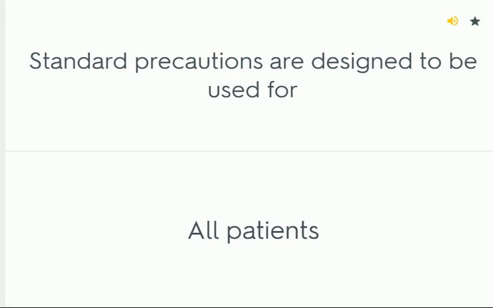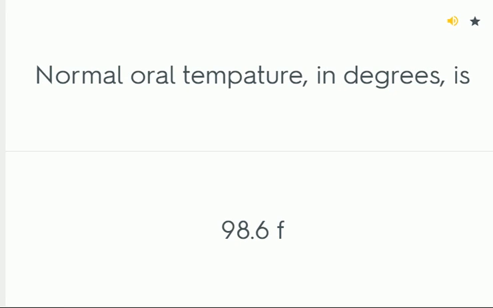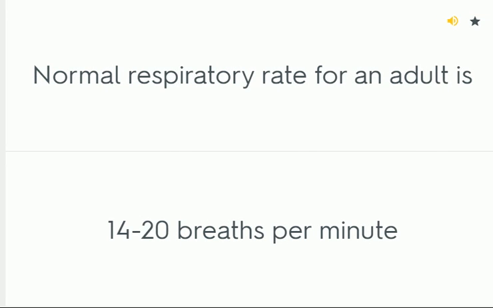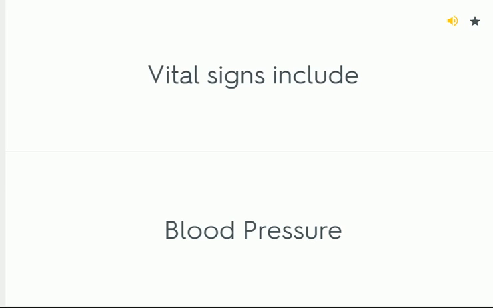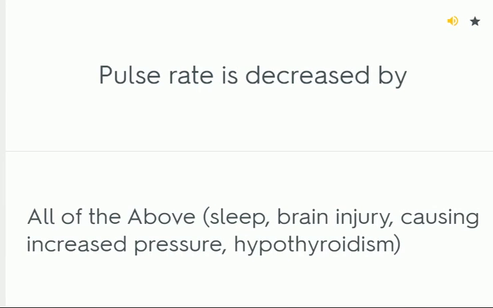Standard precautions are designed to be used for all patients. Disposable single-use gloves should be worn when handling specimens and when performing venipuncture. Normal oral temperature in degrees is 98.6 F. Normal respiratory rate for an adult is 14 to 20 breaths per minute. Vital signs include blood pressure. The pulse rate is usually higher in children than adults. Pulse rate is decreased by all of the above.